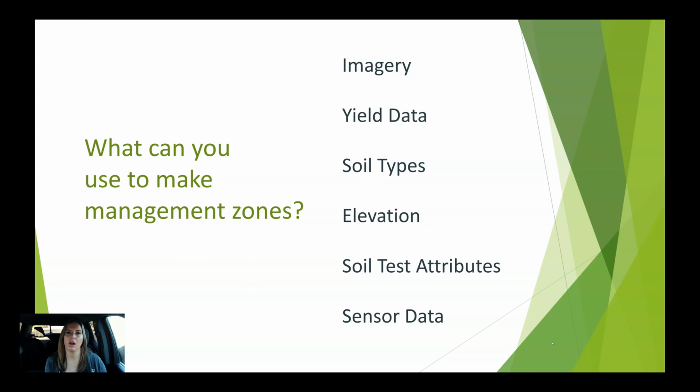The most common ones are imagery, yield data, soil types, elevation, information from your soil test, and sensor data. I like to use yield data, elevation, and soil test features the most, but I'm also looking at the bottom one, sensor data. These would be most often field mapping devices that you actually drive over the field, and they're capturing the texture differences as you go across the field.